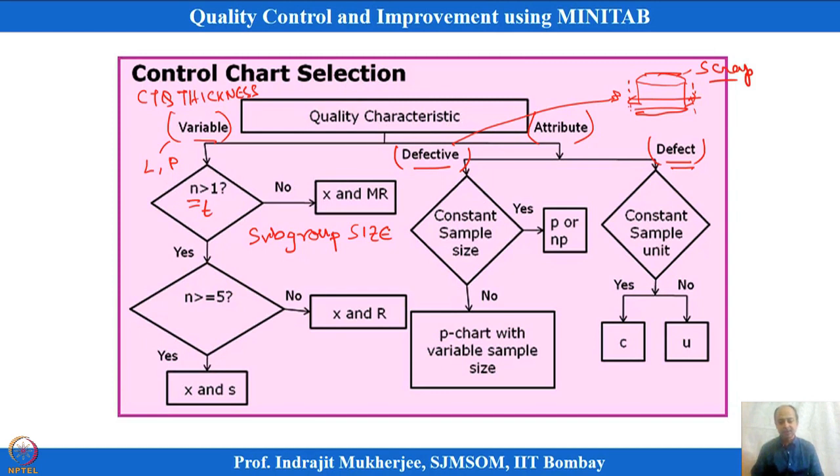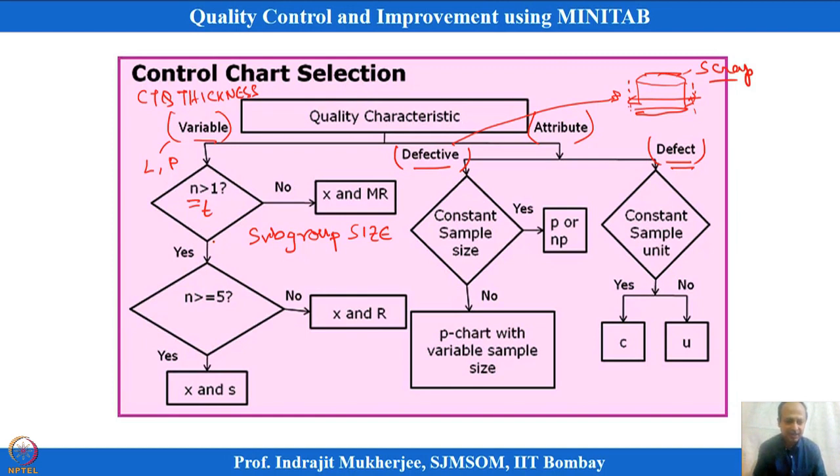We need to ensure some subgroup size based on the process details, so we have to define the subgroup size. Generally the subgroup size is taken as 5 or more, 4 to 5 or more can also be taken, depending on whether it is destructive testing, in which case it becomes difficult to take more samples. But 4 or 5 is sufficient to draw the primary control chart, known as the X bar R chart or X bar S chart.